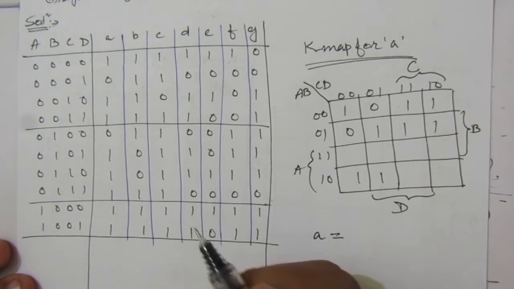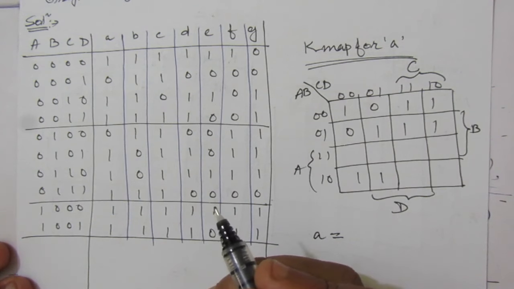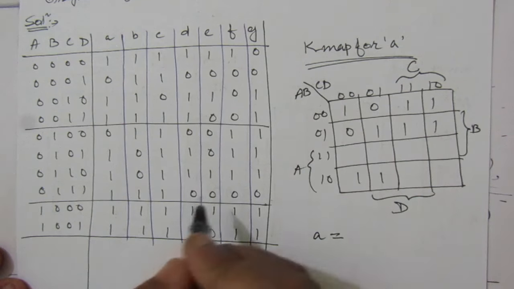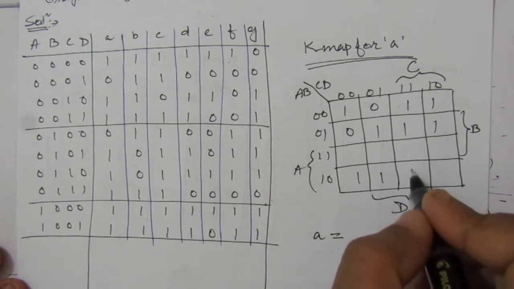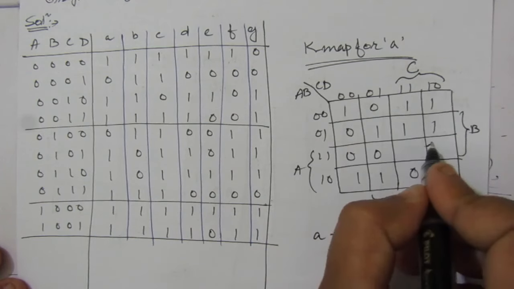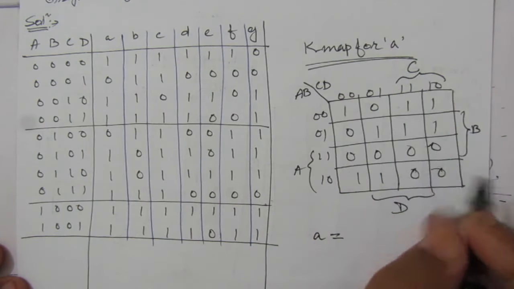We have already been given in the question that the remaining, the invalid values, that means after 9, the values 10, 11, 12, 13, 14, 15, will be off or 0. So it will have 0 values. So here we can put 0, 0, 0, 0, 0, 0. So this is the K-map for A.